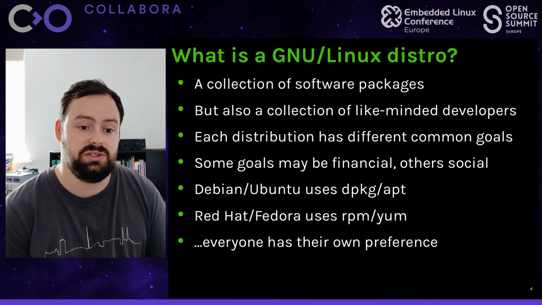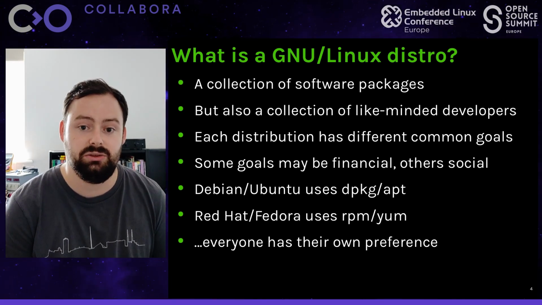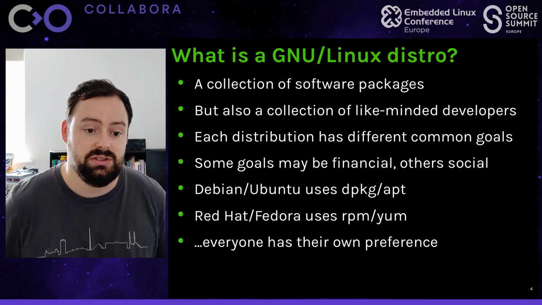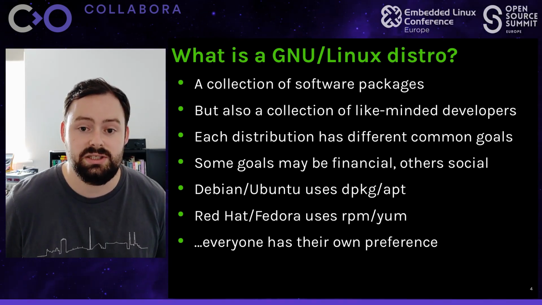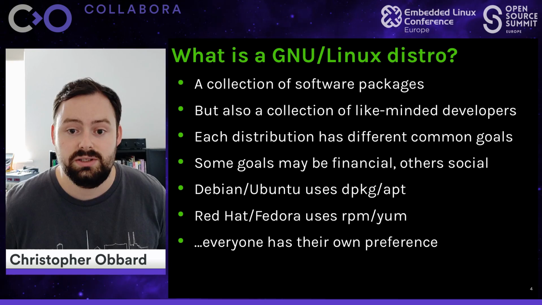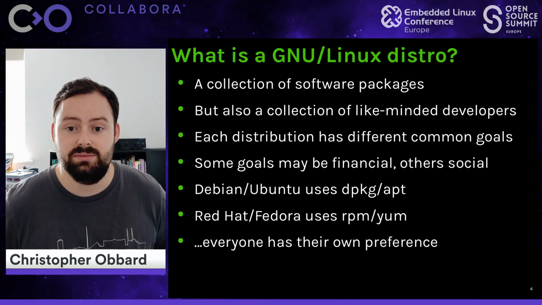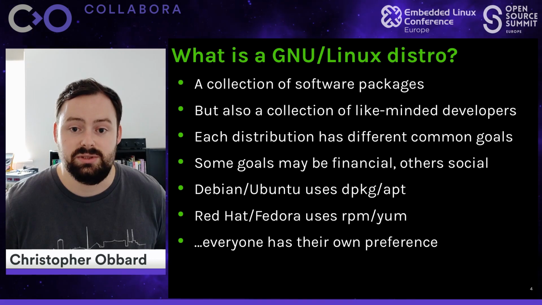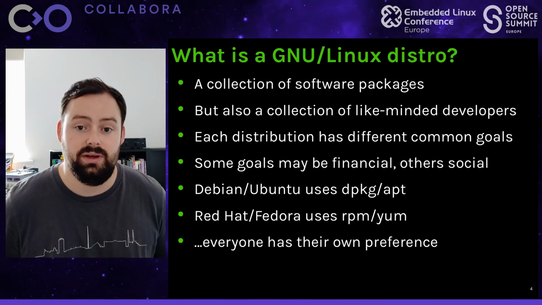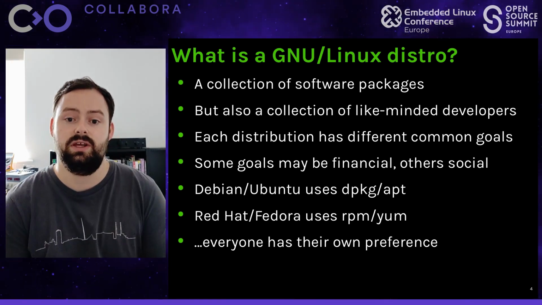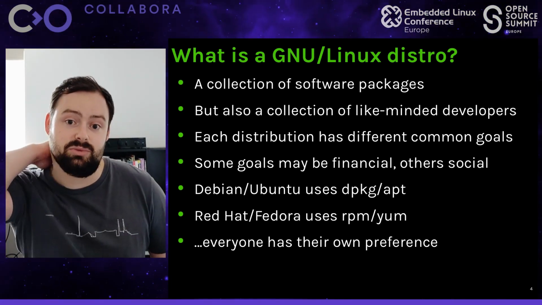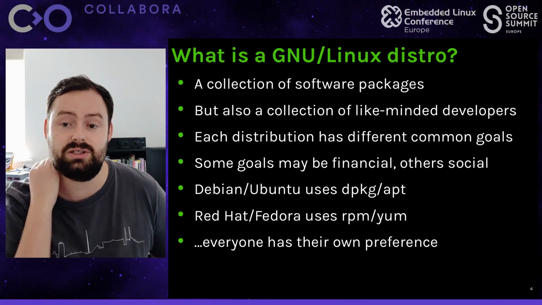So Debian and Ubuntu use dpkg or apt, and the Debian goals are mainly social. Red Hat and Fedora use RPM, Yum to install packages, and their goals mainly are financial. So they're looking for a stable distribution for business, really, for enterprise customers. Everyone's got their own preferences. You pick and choose what you like, really. In the end, the software you end up with is pretty much the same anyway, so it doesn't really matter that much. It just happens to be that my personal preference, and a lot of Collabora employees' personal preference, is Debian.